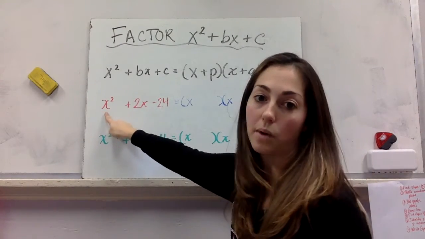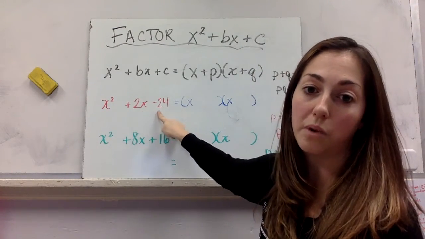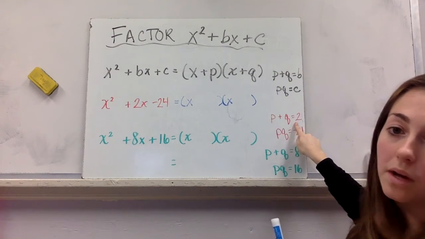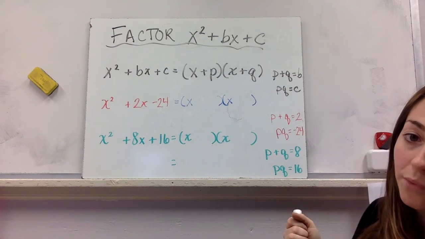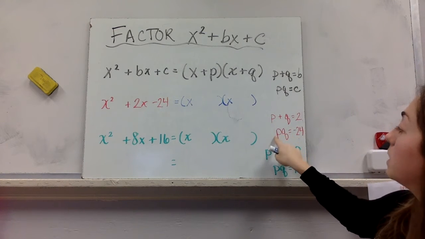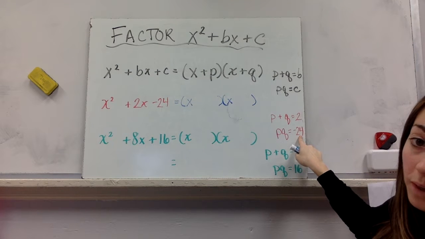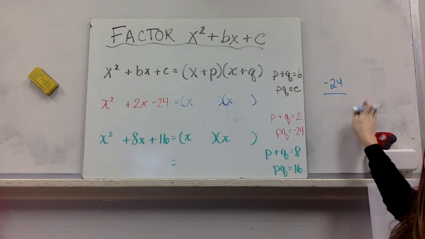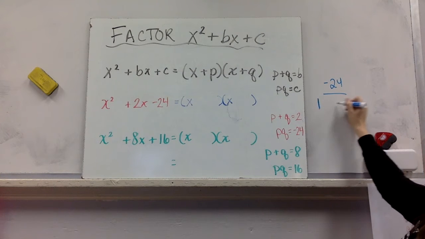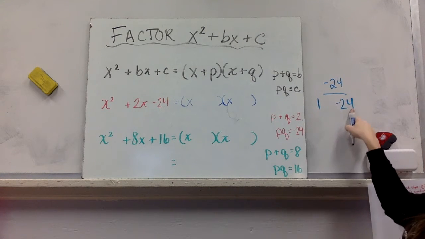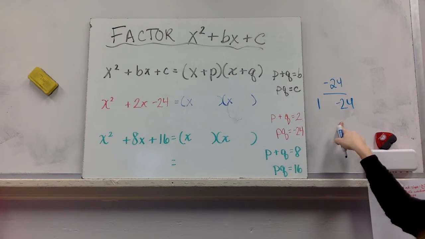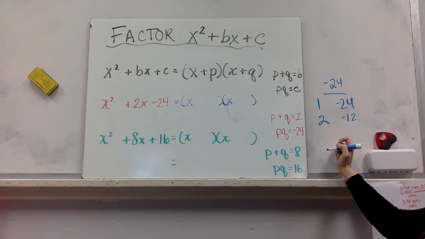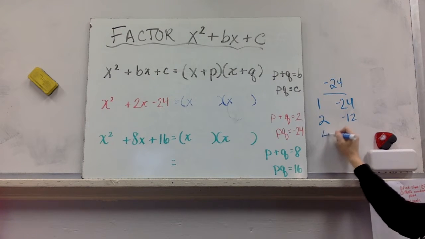So for this next one, I've got x squared plus 2x minus 24. And so my b value is 2, and my c value is negative 24. So I have to find what multiplies to negative 24. You've got to think of your factors of negative 24 that add to 2. Like 1 and negative 24, those are factors of negative 24, but they don't add to 2. 2 and negative 12, again, but they don't add to 2.